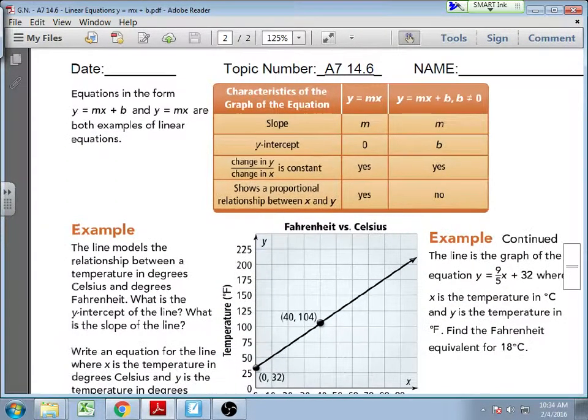Good job, guys. We're whizzing through this. So here are some comparisons of when we have y equals mx compared to y equals mx plus b. What's the difference between those types of lines? We started the chapter by talking about only a certain type of relationship. So these right here are proportional, whereas y equals mx plus b is not proportional. It's linear, but not proportional. And that also is given away right here. Shows a proportional relationship between x and y.